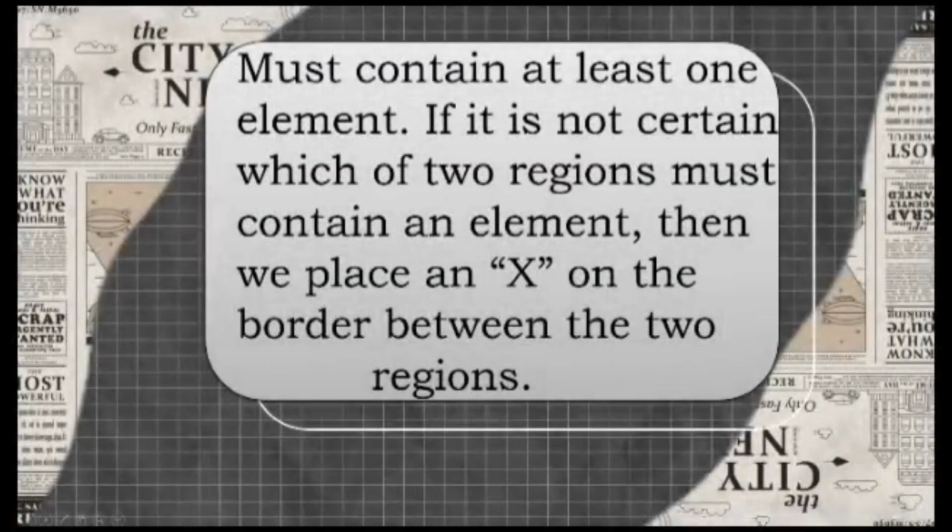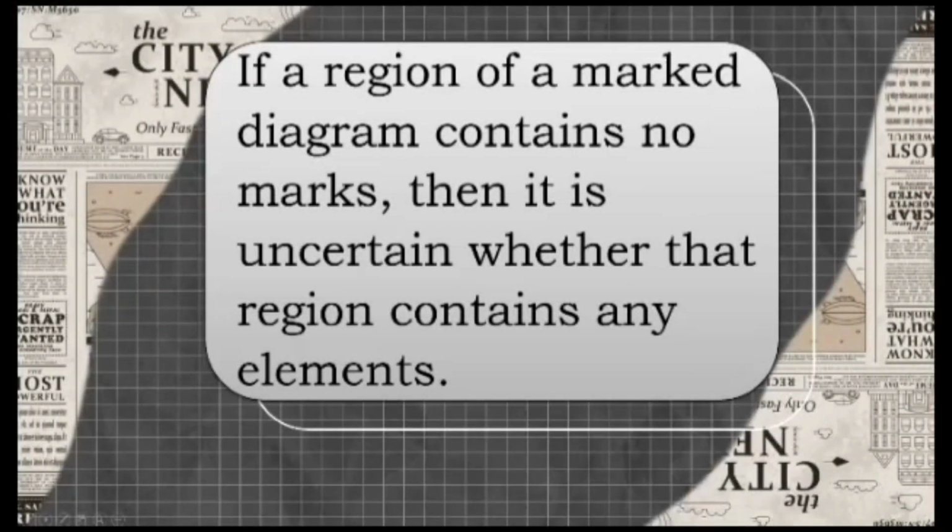The meaning of element: an element is something basic and important. In chemistry, an element is one of the essential substances that everything else is made of. If a book ending carries an element of surprise, it means surprise is an important part of the story's end. If a region of a marked diagram contains no marks, then it is uncertain whether that region contains any elements. So here are some examples of a marked diagram.